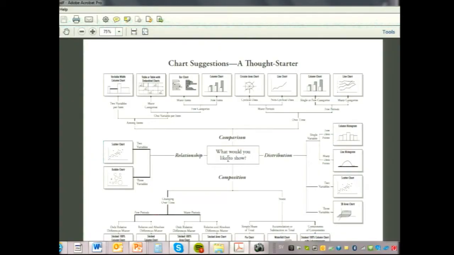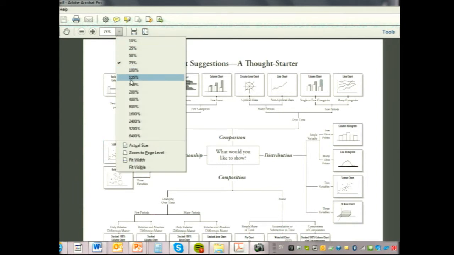Look here in the middle, thinking, what would you like to show? What do you need to show in your data? And you have a choice here, comparison. Do you want to compare things in your data? Do you want to show the relationship between different variables in your data? Do you want to show the composition of something, how all the parts contribute to the whole? Or do you want to show the distribution of your data? So think first about what it is you want to do with your data, and then we can go and look a little more in detail here.